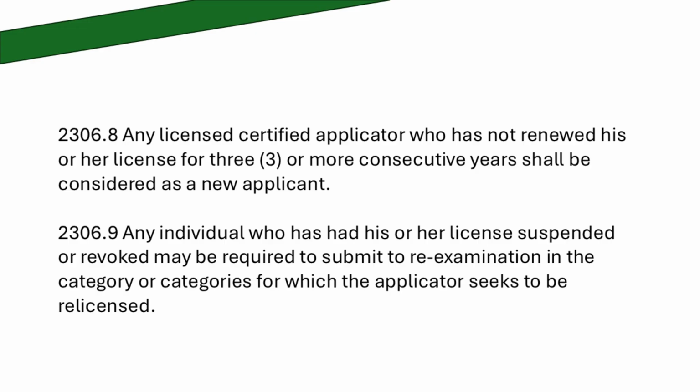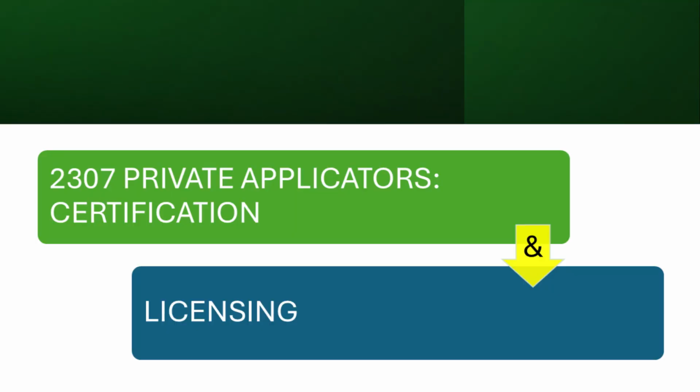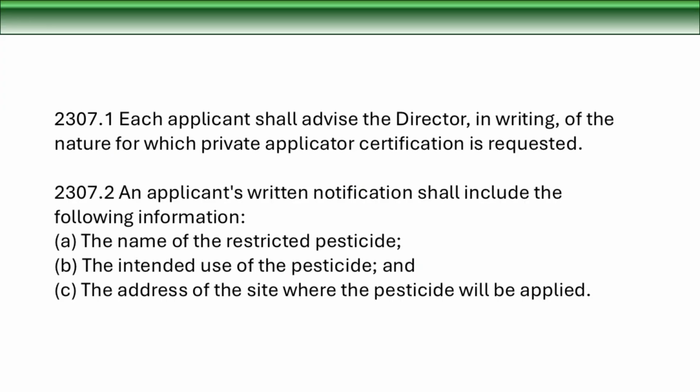2306.9. Any individual who has had his or her license suspended or revoked may be required to submit to re-examination in the category or categories for which the applicator seeks to be relicensed. 2307. Private applicators, certification, and licensing. 2307.1. Each applicant shall advise the director, in writing, of the nature for which private applicator certification is requested.